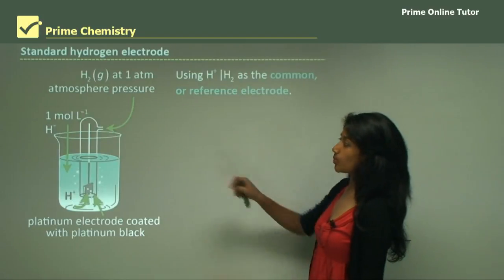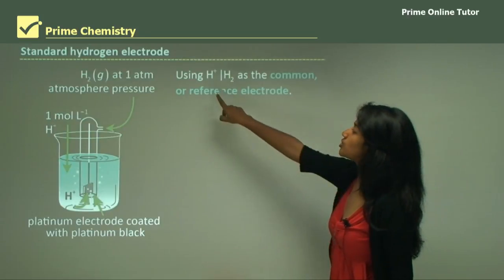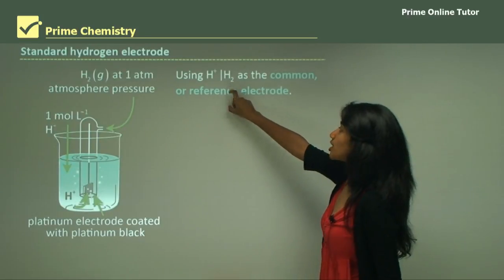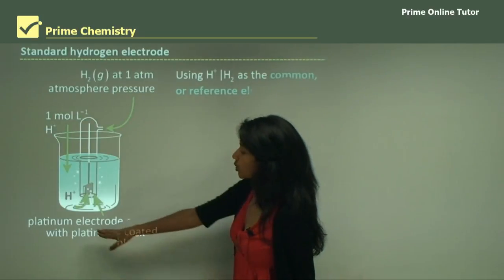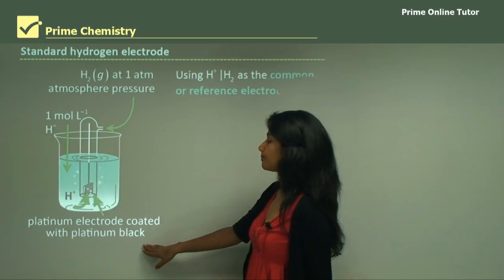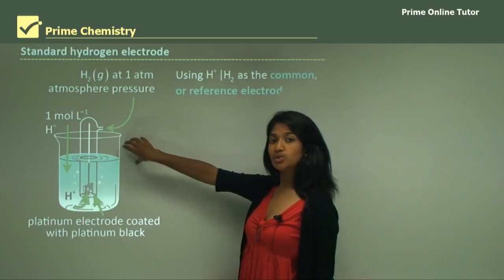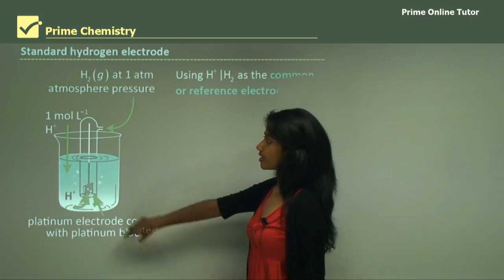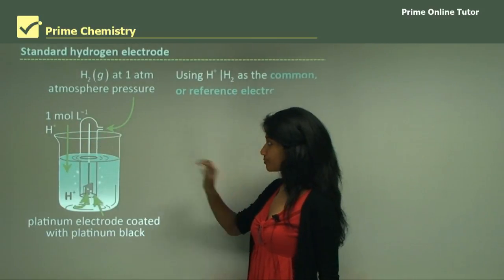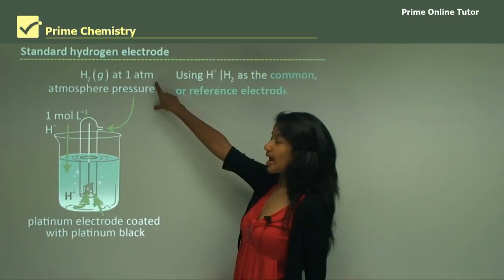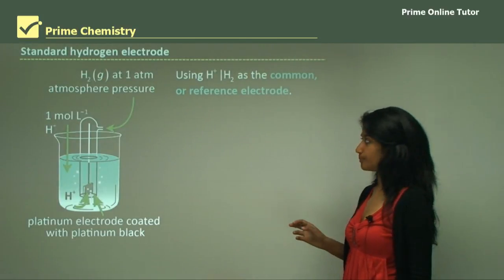Now let's take this one for example. We have hydrogen. This is a standard hydrogen electrode, using hydrogen ions with hydrogen gas as a common or reference electrode. As you can see, we're using a platinum electrode coated with platinum black, and that's this electrode here. Because we're using a gas, we have to use an inert electrode, and we're adding hydrogen ions in, and it's going to be 1 mole per liter, and this is happening at 1 atmospheric pressure and also at 25 degrees Celsius, which is room temperature.